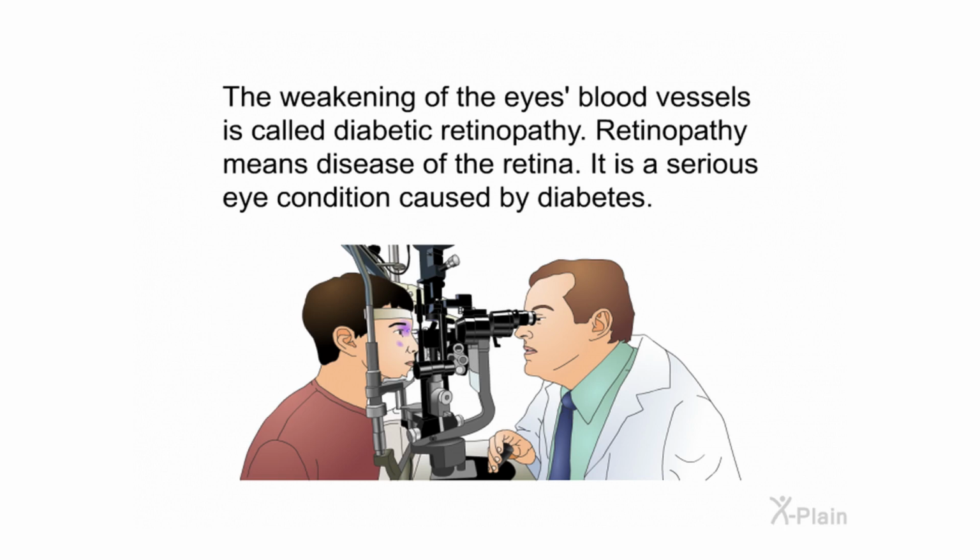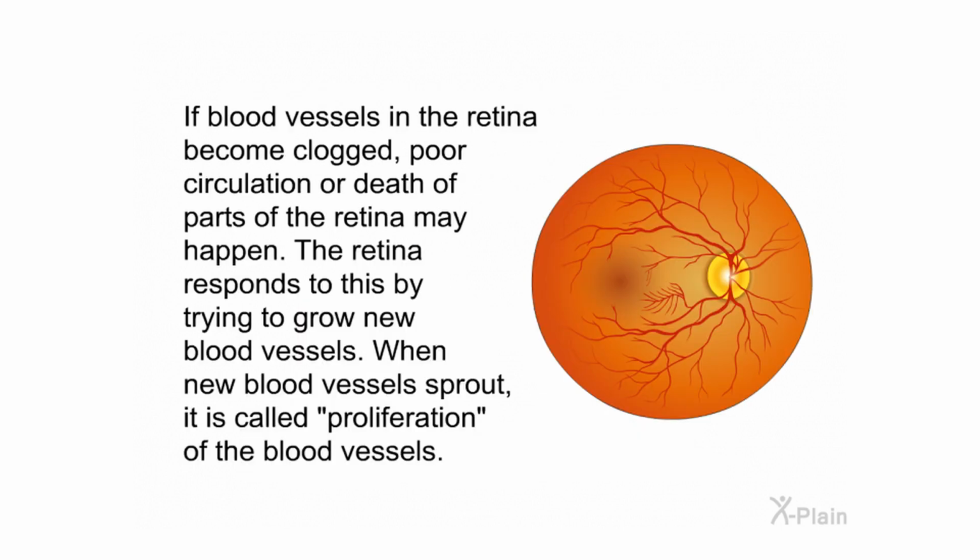Retinopathy means disease of the retina. It is a serious eye condition caused by diabetes. If blood vessels in the retina become clogged, poor circulation or death of parts of the retina may happen. The retina responds to this by trying to grow new blood vessels. When new blood vessels sprout, it is called proliferation of the blood vessels.